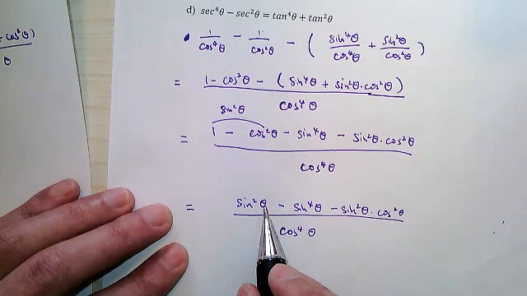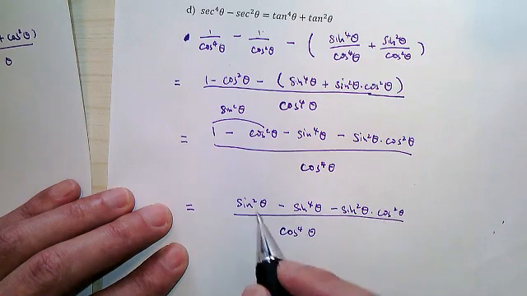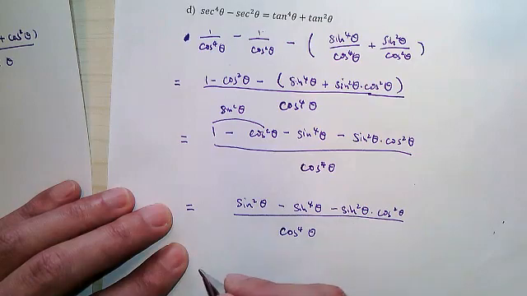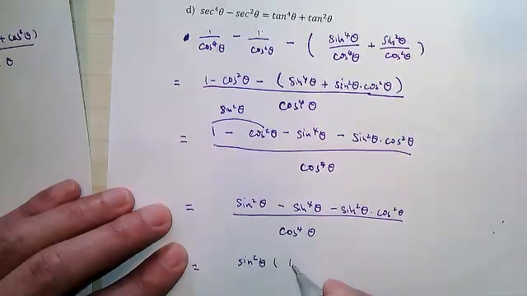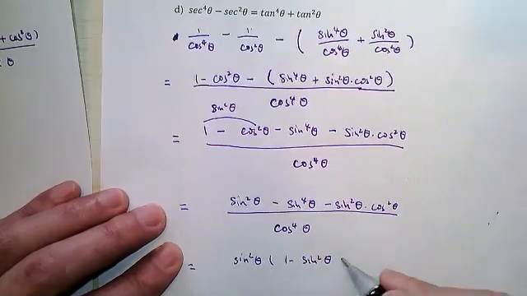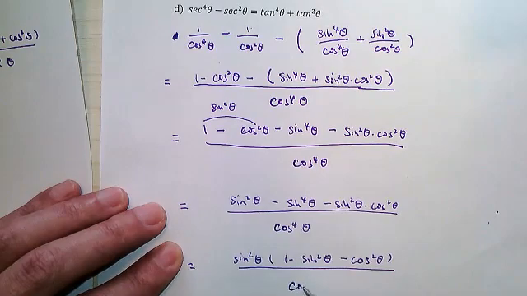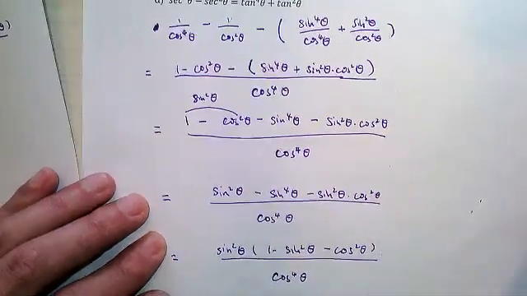Well, once you get here, it seems that we are all stuck. However, don't worry. Sine and sine, sine, sine. We have so many sine. How about we factor out the sine squared? Factor out all the sine squared you have. You have 1 minus sine squared minus cosine squared over cosine to the 4th theta.